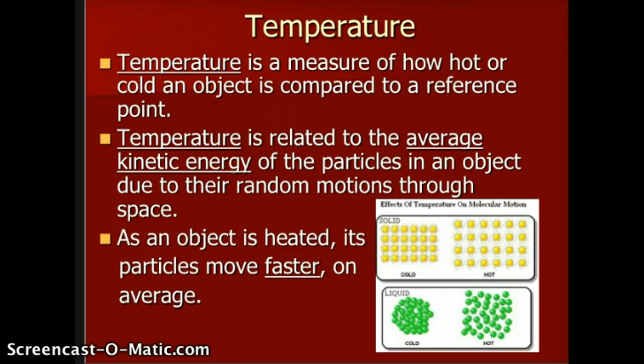As an object is heated, that internal energy can be increased by those particles moving faster on average, because every particle has a different speed associated with it. So that's why we say on average. Okay, so that brings us to, what is this internal energy that I'm referring to?